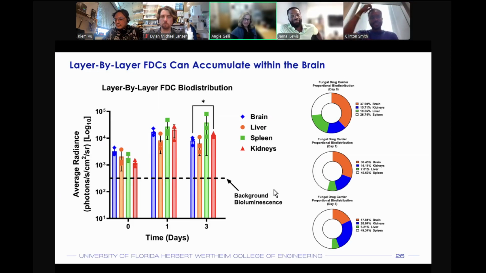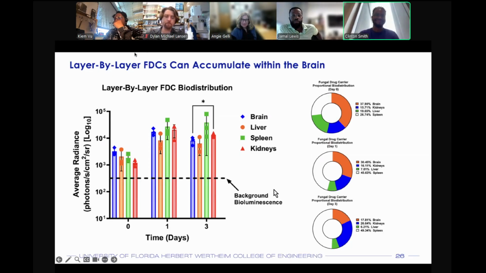Yes, we've noticed that at least from a survival standpoint, the mice who were injected with these fungal drug carriers tend to survive slightly longer, maybe within like a day or two of each other. But it also depends on the dose that we deliver with these strains. Yeah, that makes sense. Okay. Nice work, Clinton. Thanks. Yeah, very good.